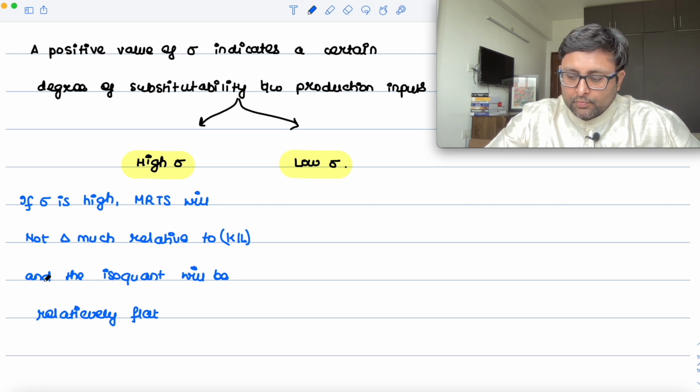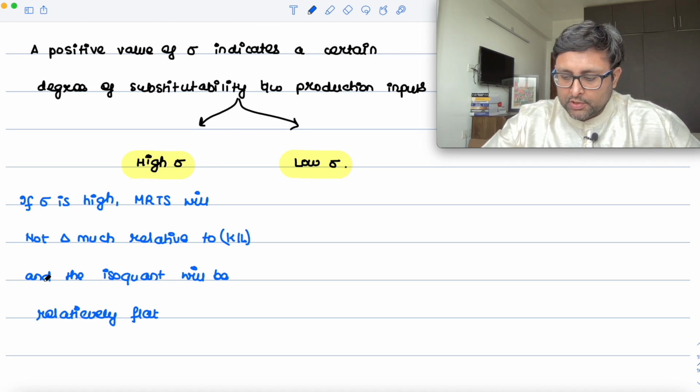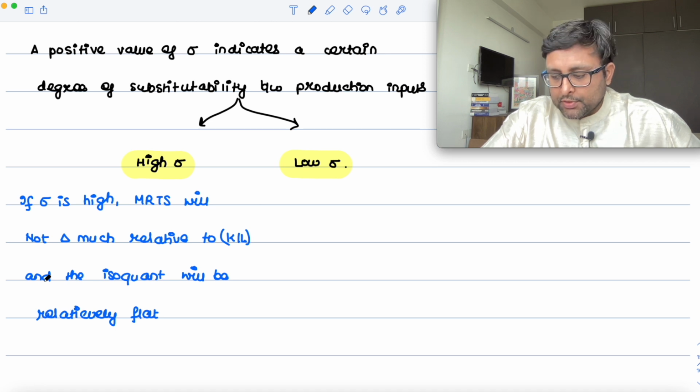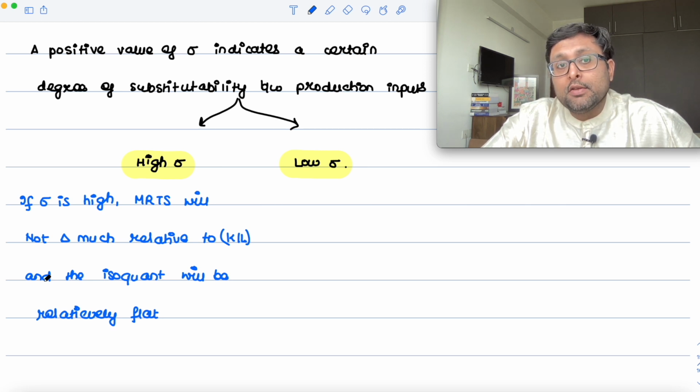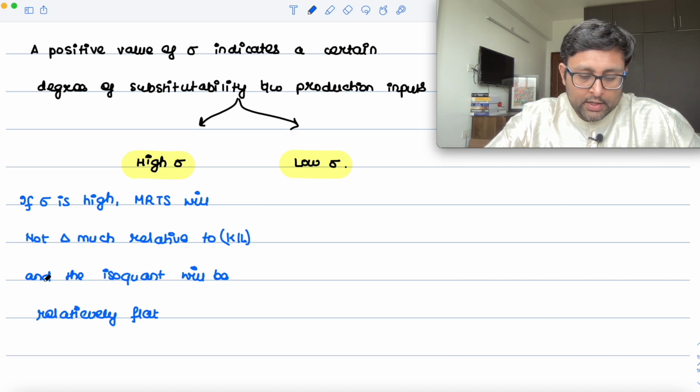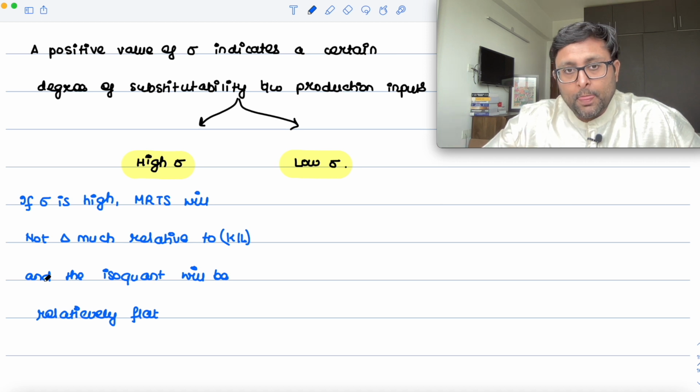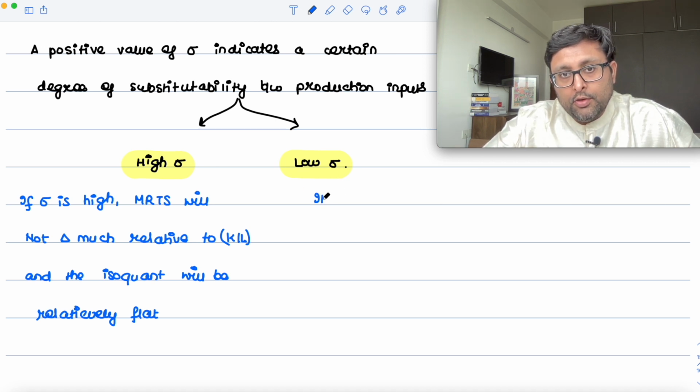So when there are, let's say, many people to run machines, then you can actually introduce machines, while there are still enough people to run machines. When there are very few people involved in the production process, then it is difficult to swap machines for people. So there you will have low sigma, right? You can write it like this.